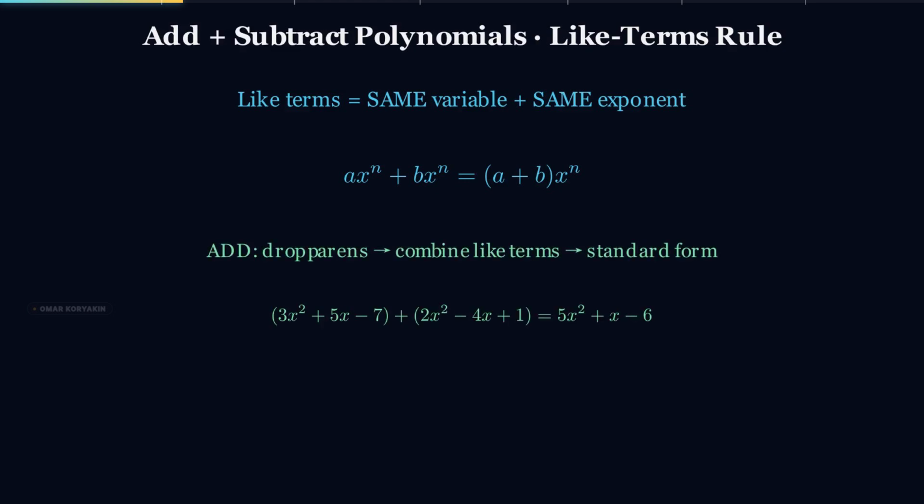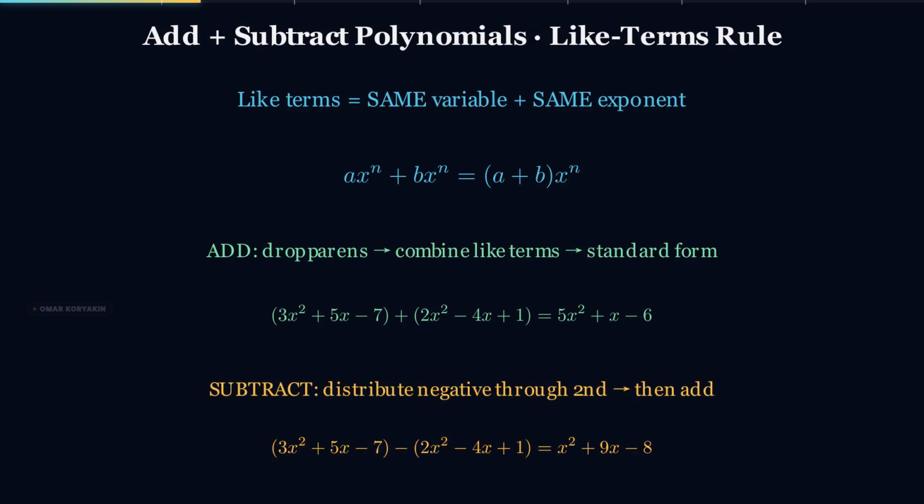To add two polynomials, drop the parentheses around both and combine like terms. The plus sign between the polynomials means each term of each polynomial keeps its own sign. After dropping parentheses, group like terms together, add their coefficients, and write the result in standard form by descending exponent.